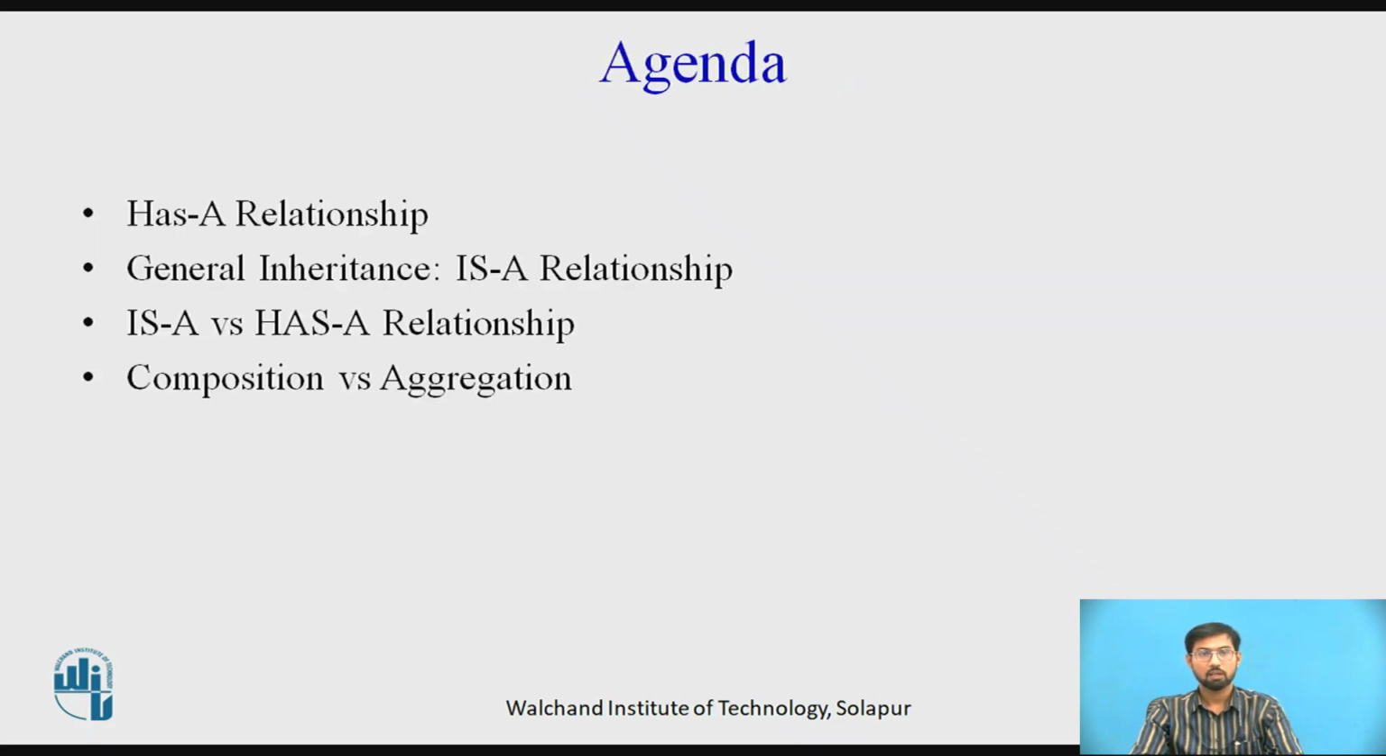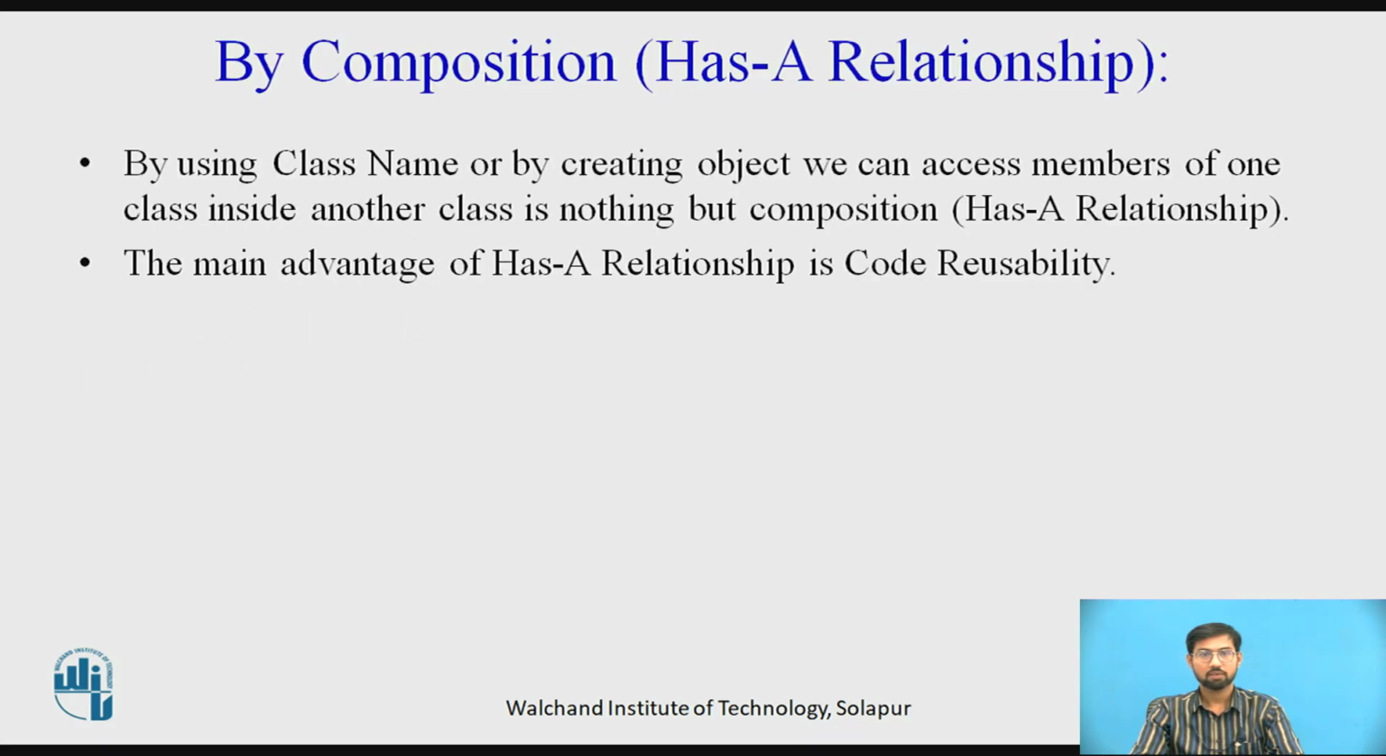Today's agenda, we are going to learn the types of relationship: has a relationship, is a relationship, that means general inheritance. Then the third one is is a versus has a relationship. Then the last one is composition versus aggregation. Let's move ahead with the first one.